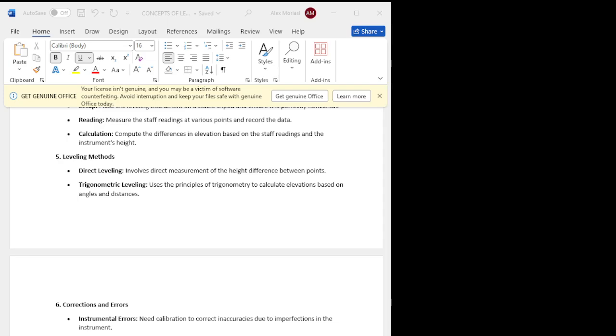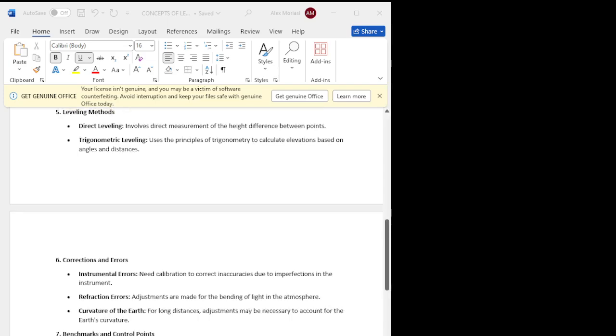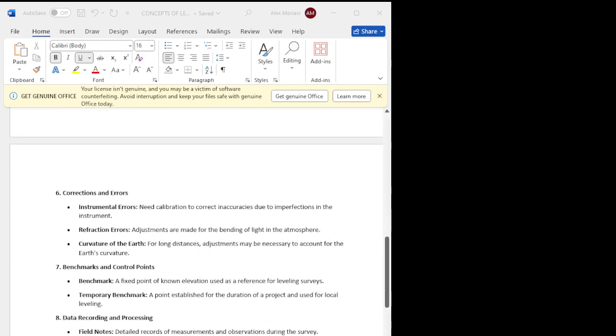I think we have the two, since direct leveling is mostly used, since it's easier for starting people, those who are yet to learn leveling, they can be more versatile with direct leveling. Trigonometry needs some skills and some extra parts.